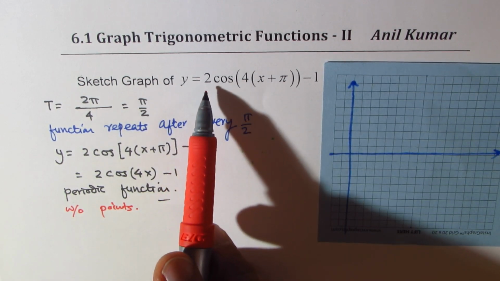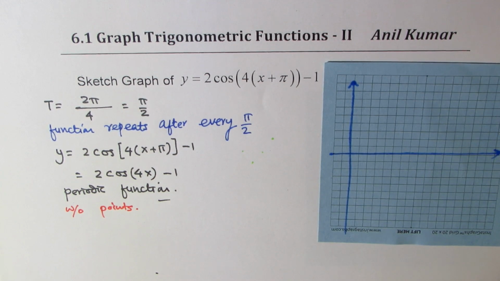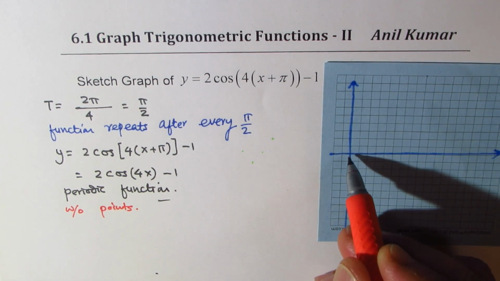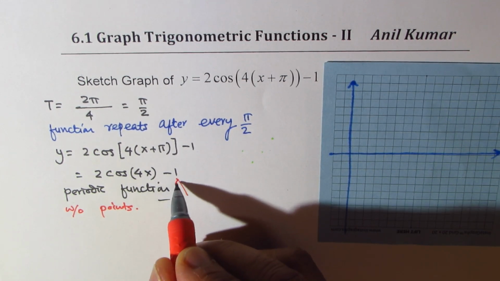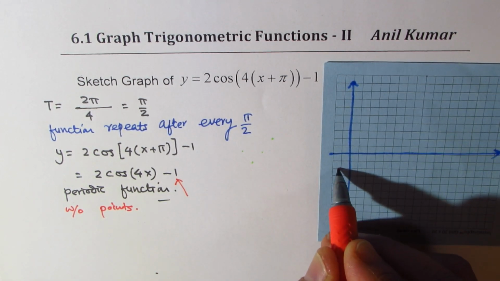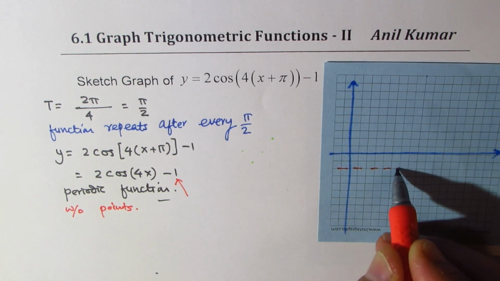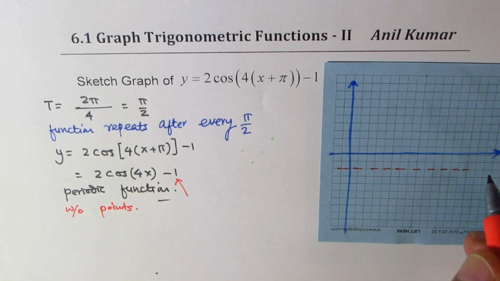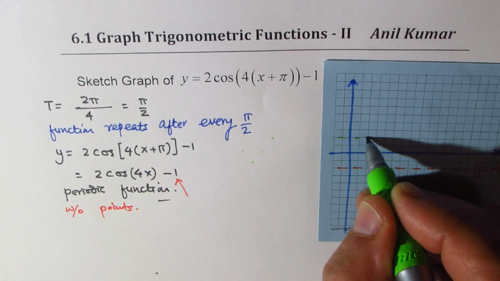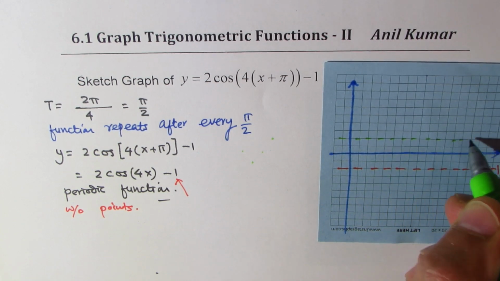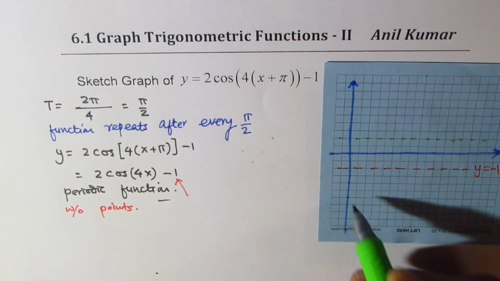Now we have amplitude of 2. So let us say that this is 2 division is 1 unit, so minus 1. So we'll start with the axis which is at minus 1. So let's say this is the axis. So this is y equals to minus 1. That is our axis. Is that clear? Now we have amplitude of 2. That means we go 2 units up, so that could be our maximum, correct? And 2 units down.